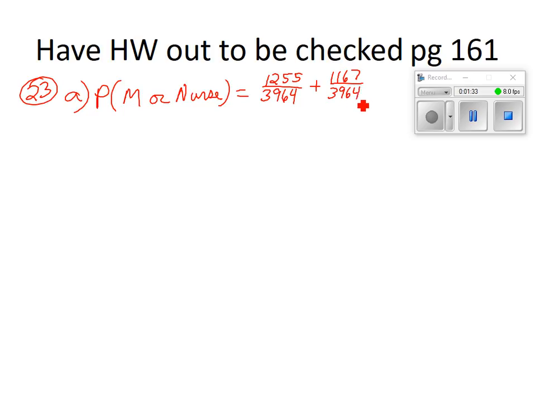The problem with that is, if we just add those two probabilities together, we're counting some of those people twice. And what people are we counting twice? The male nurses, the ones that are male nursing majors. So we have to subtract off that 151 out of the 3,964. All you really have to do is add these two, subtract that one, then divide by 3964. What does it come out to be? 0.572.